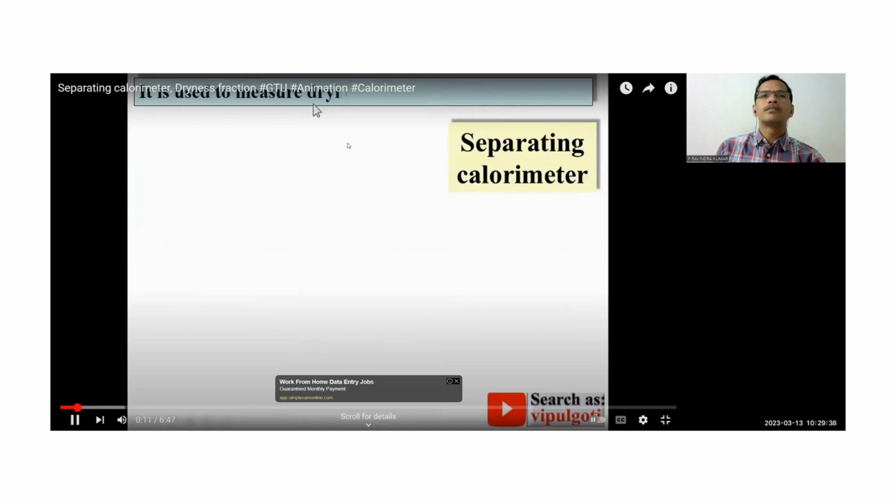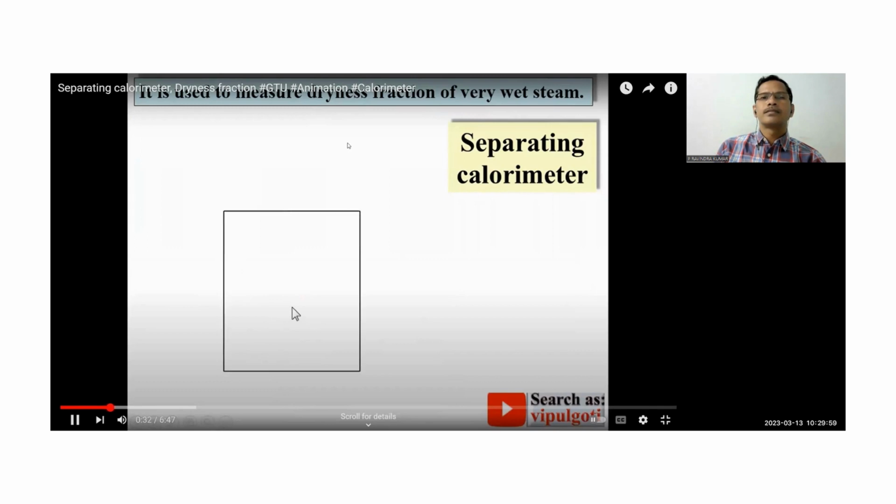The separating calorimeter is used to measure the dryness fraction of steam when it is very wet. So let's try to draw the figure of the separating calorimeter step by step so you can remember it, and definitely you can draw the same separating calorimeter in the examination also. So this is the outer chamber and this is the inner chamber.